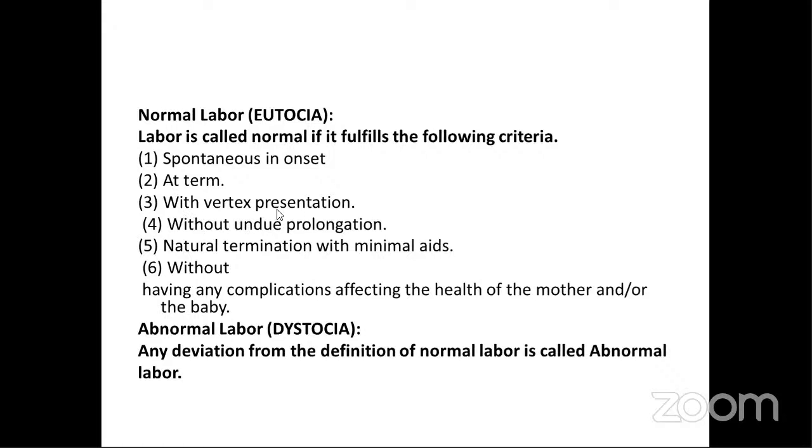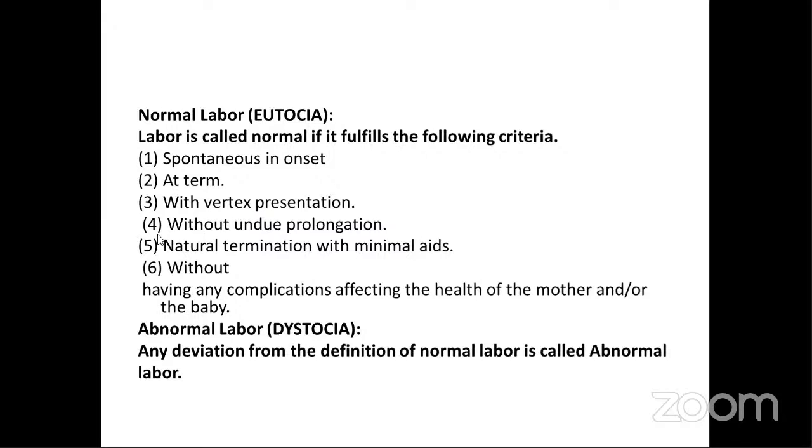Okay, so remember, cephalic presentation is not a normal position for labor. In the cephalic presentation, the baby has to be specifically in a vertex presentation. That means that any other presentation of the fetus, even though it is in cephalic presentation, for example, face presentation or a brow presentation, is not considered to be a normal presentation for a normal labor. So only if it is a vertex presentation do we consider it as a normal labor.